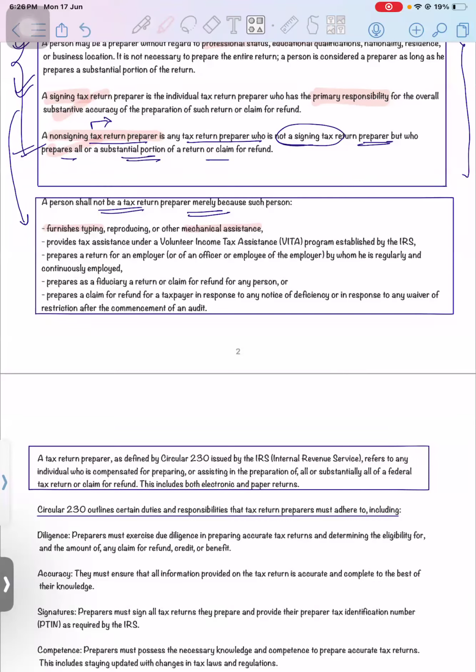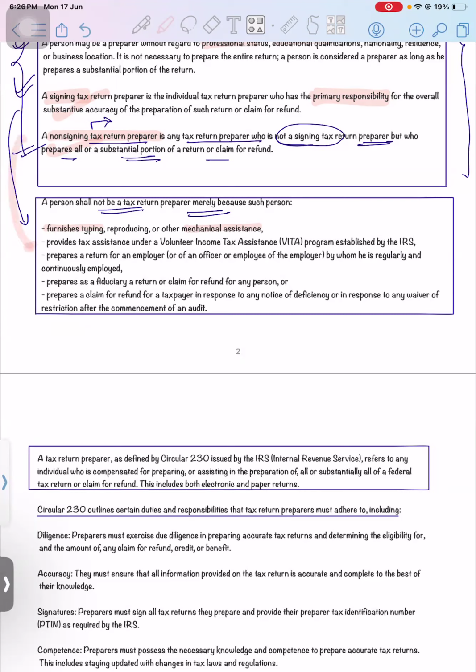There was one admin staff who used to fill out the whole organizer, reproducing the whole organizer into computer format, so that the team sitting at the outsourcing level can easily get all the document information. She used to just scan the documents and send them to us, so we can prepare the report. So we can't say that she is the tax return preparer, right? So this is one exception.